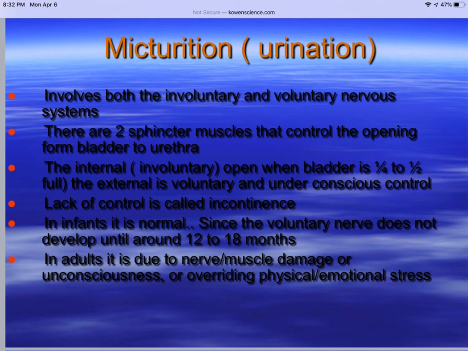The inability to control urination is called incontinence. It can be due to age, too young, too old. It can be due to nerve or muscle damage. It can be due to physical or emotional stress. So there's a variety of reasons that one may not be able to control urinating.